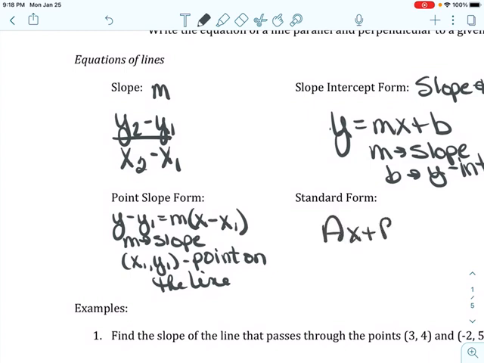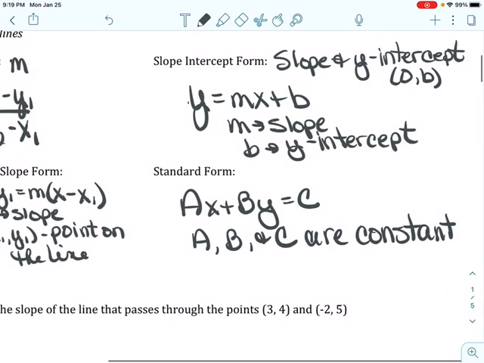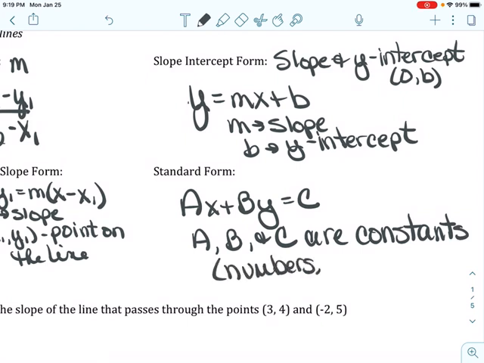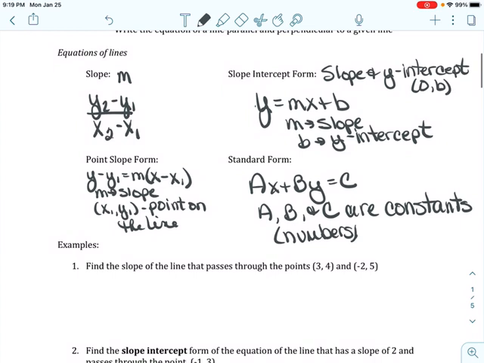Okay, standard form looks like this. This is the form that we're usually given if we're going to try and solve and get y by itself so that we can graph. A, B, and C are just numbers, what they would refer to as constants. Usually they're integers, numbers without fractions or decimals. All right, so let's start with something easy, working our way up to some things that are more difficult.